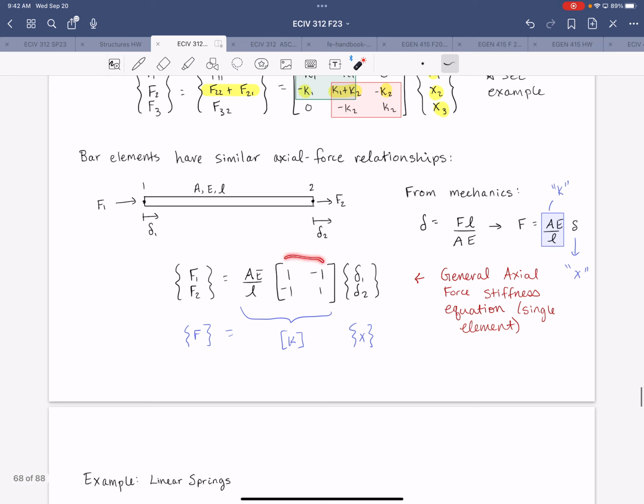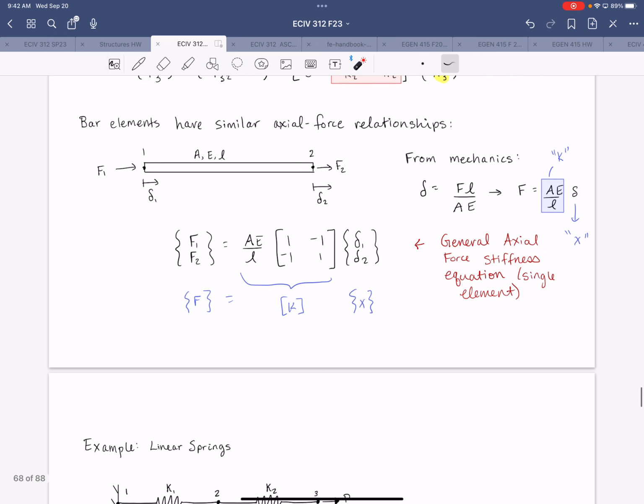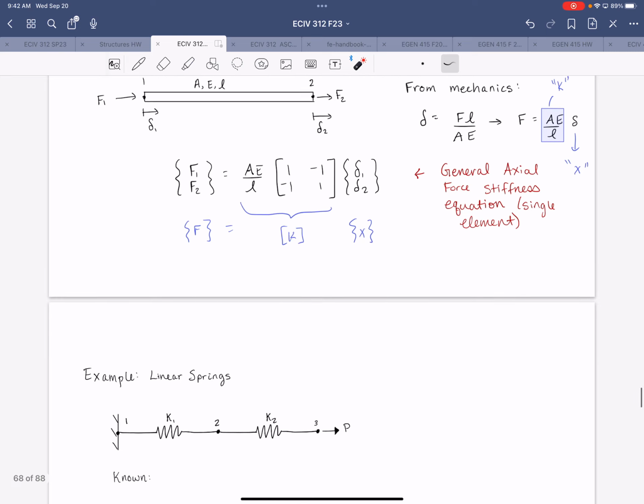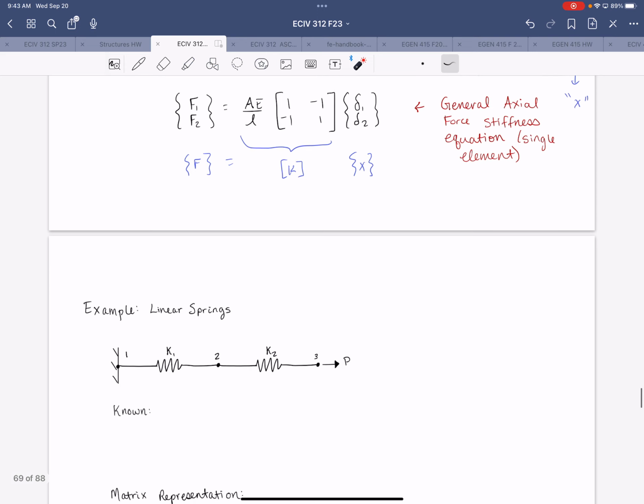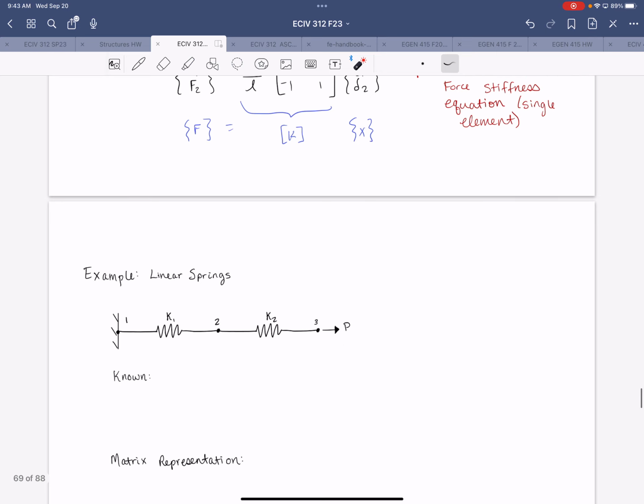Once again, here we have a K matrix with a determinant of 0, so we run into that same problem. We need to apply boundary conditions to solve it. So we'll look at an example. We'll go through this with linear springs, which gets a little bit complicated, or not complicated, but just a lot to write in terms of the Ks, because we have K1 and K2. So it cleans up a bit when we look at the axial system.